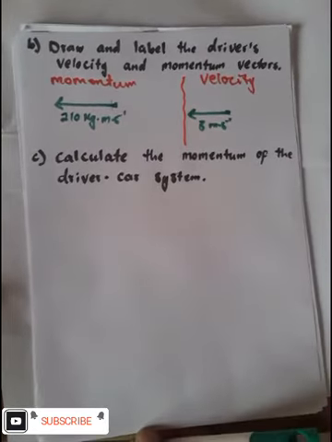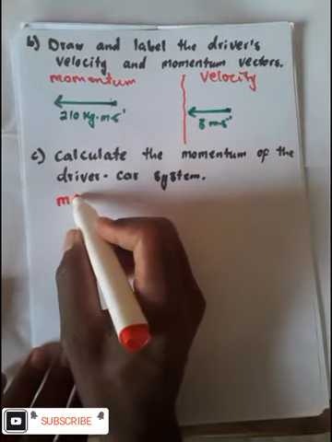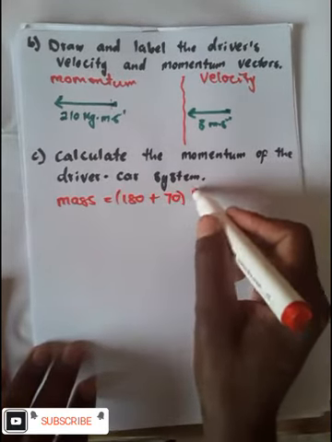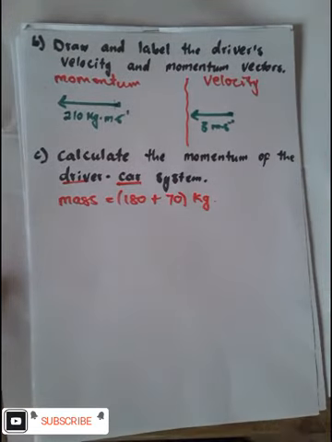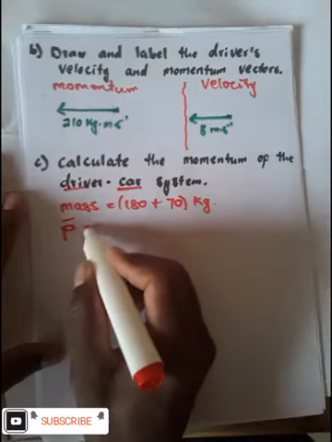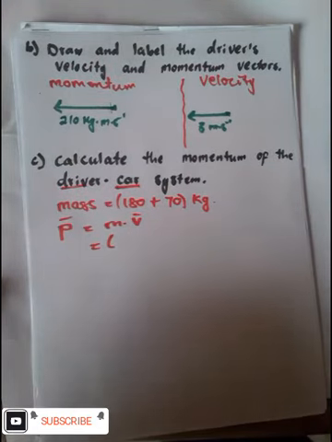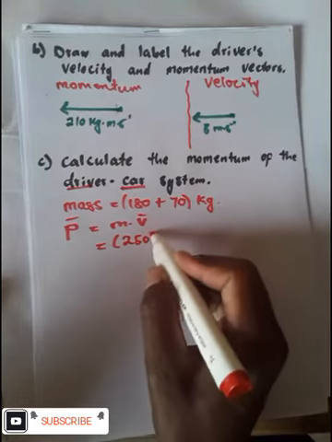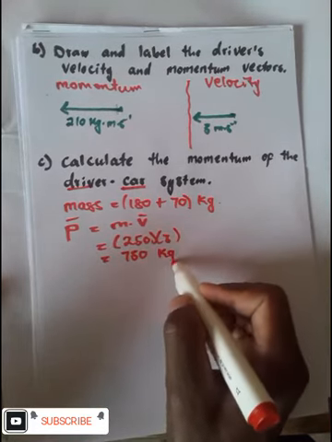The last one says calculate the momentum of the driver-car system. So here is where you're going to add the mass. The mass for this momentum is going to be 180 as we got, plus 70, in kg. This is going to be the mass, because they said driver-car system. So you're considering the momentum of the driver and the momentum of the car at the same time. So what's going to be the momentum? P is M multiplied by V as always. So we substitute this M, which is 250, multiplied by 3, and we get 750 kg meter per second.